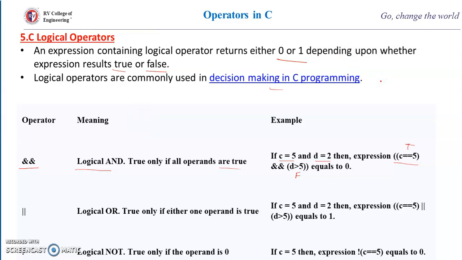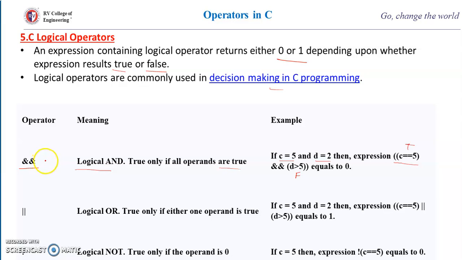In this video lecture, I will explain logical operators and the sizeof operator in C. So what is a logical operator? An expression containing a logical operator returns either 0 or 1, depending upon whether the expression results in true or false. Logical operators are commonly used in decision making in C. These are the three logical operators in C.